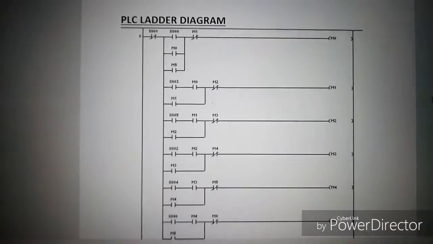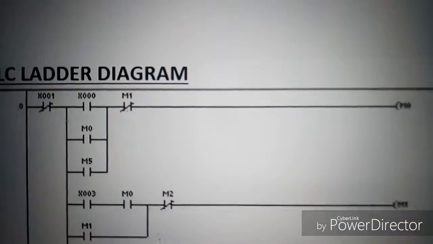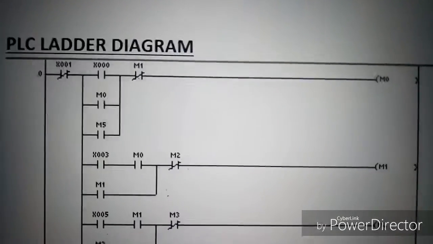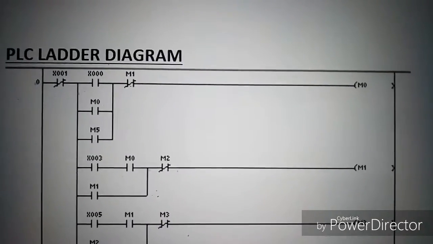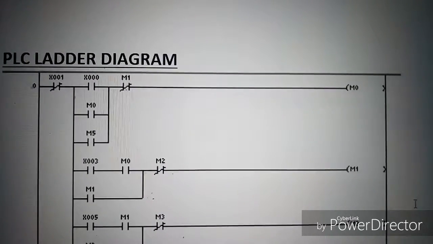And lastly, this is my PLC ladder diagram. In the first part, as I push the start button, M0 is energized. And when M0 is energized, A plus and C plus then activate.